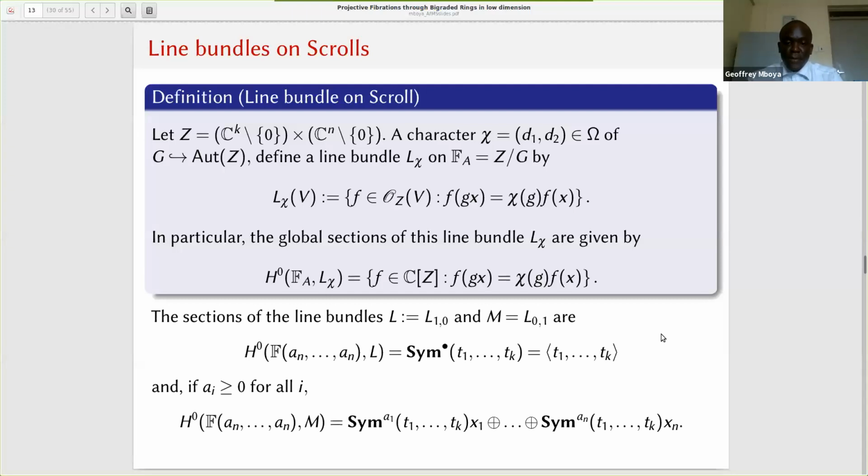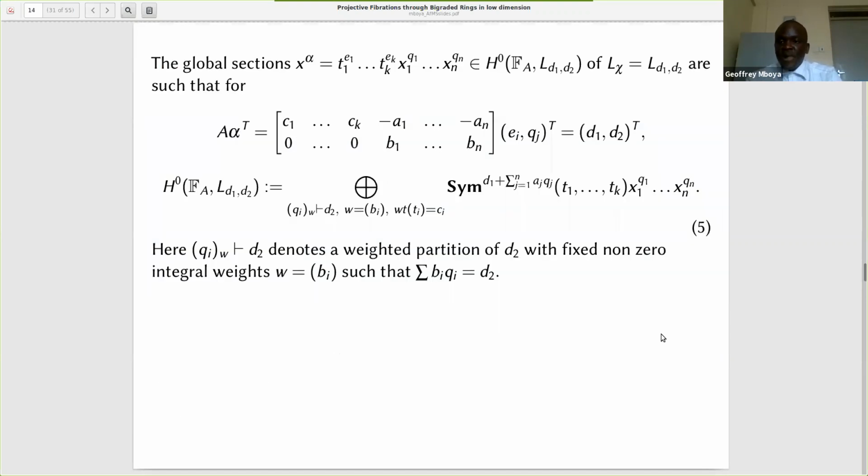An example is we can take line bundles, say L. So L is the line bundle associated to character 1, 0, and M will be the line bundle associated to character 0, 1. So the sections of L are going to be spanned by just the TIs, the coordinates on the base, and the sections of M are defined by direct sum of polynomials of degree AJ in TIs times the XJs.